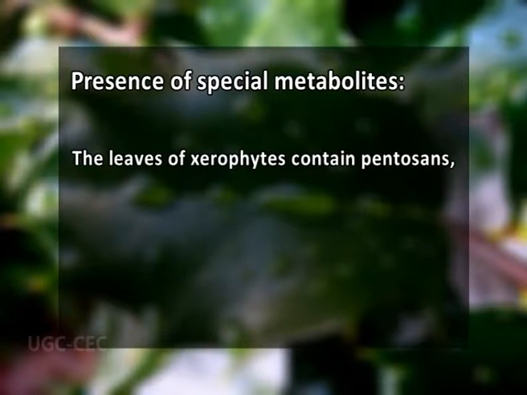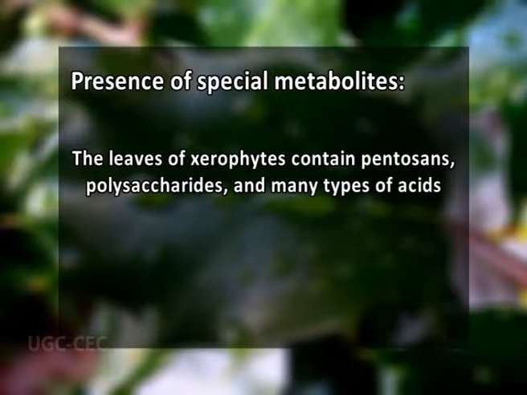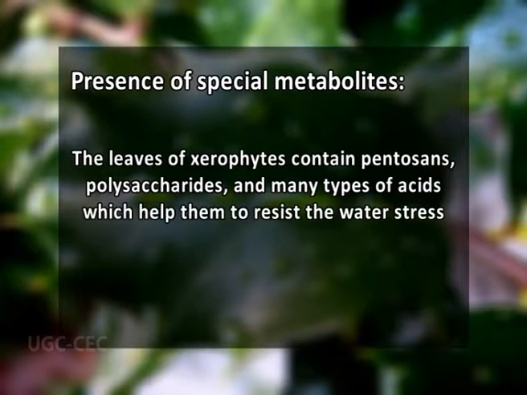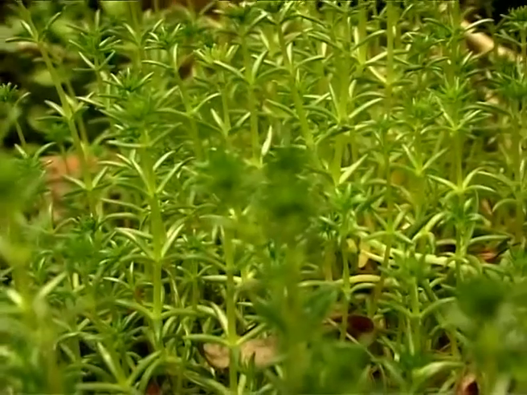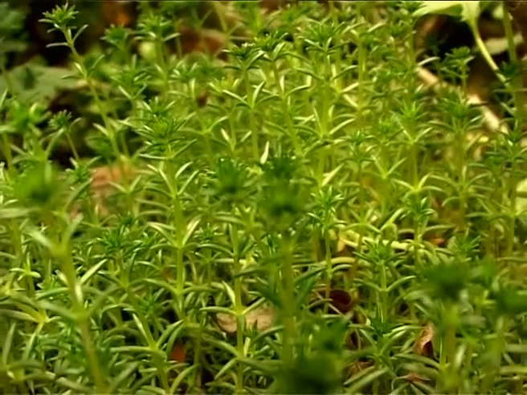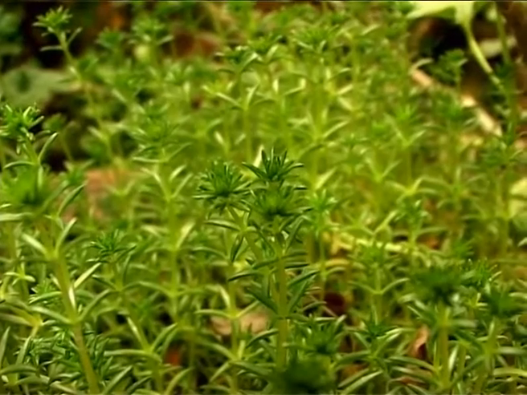The leaves of xerophytes contain pentosans, many polysaccharides and many types of acids, which help them to resist water stress or drought. The pentosans are synthesized in the cells owing to their efficient water binding ability. These pentosans along with nitrogenous compounds in the cytoplasm accumulate water inside the cells, resulting in succulence.